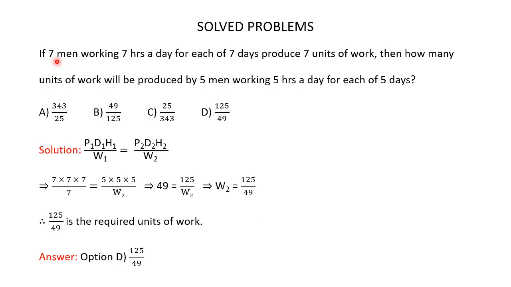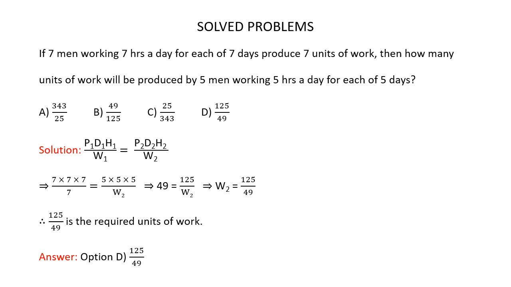If 7 men working 7 hours a day for each of the 7 days produce 7 units of work, then how many units of work will be produced by 5 men working 5 hours a day for each of 5 days? You are given 4 options here and you have to find out which of these options is the correct one. Now as you can see here, the work done is different in both the cases. So use this formula. P1 D1 H1 divided by W1 is equal to P2 D2 H2 divided by W2.